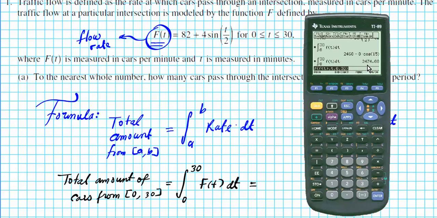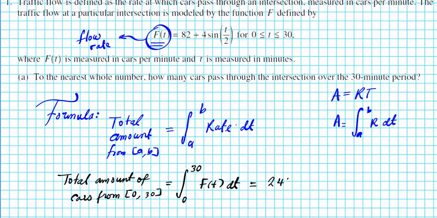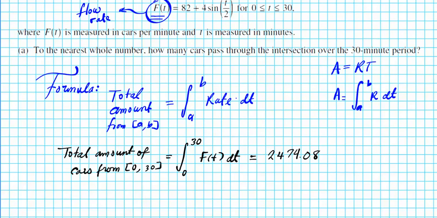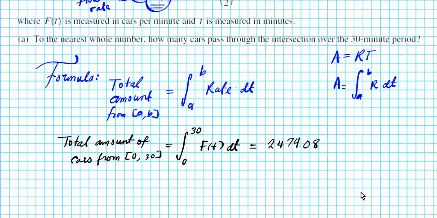Okay, so you get that 2474.08. 2474.08. 2474.08. In the problem, we're asked to round it to the nearest whole number. So what do we have? We're going to be rounding it down since you can't have fractional cars.